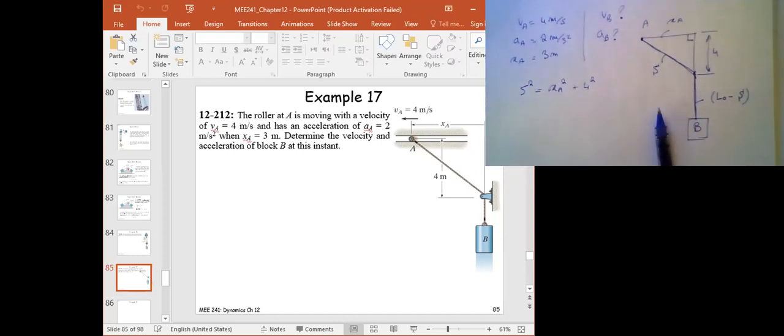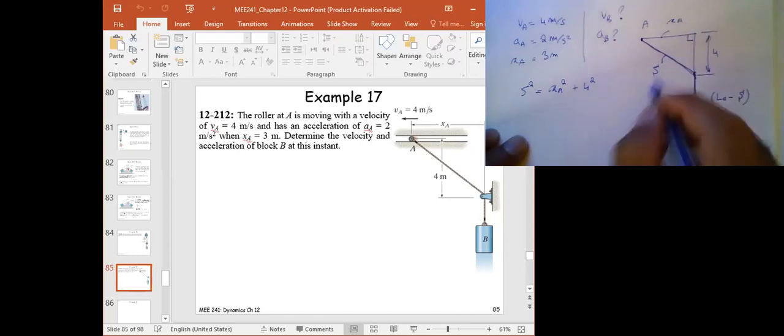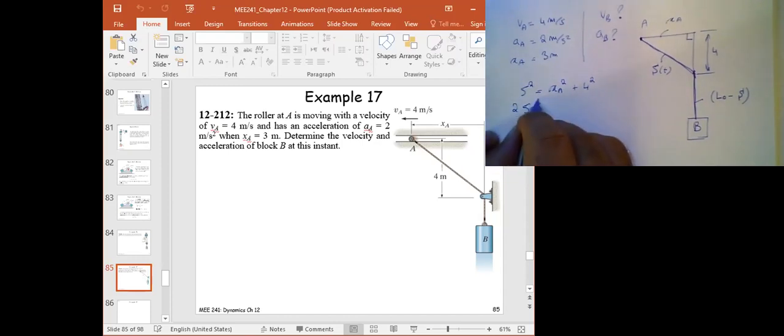We can't find S prime, doctor. Exactly, so I'm trying to find S prime. How can I find S prime from this relation? Differentiate it, right? So if you differentiate this, what do I get? I know S varies, so S is a function of time. 2S S prime. Exactly, so 2S S prime.